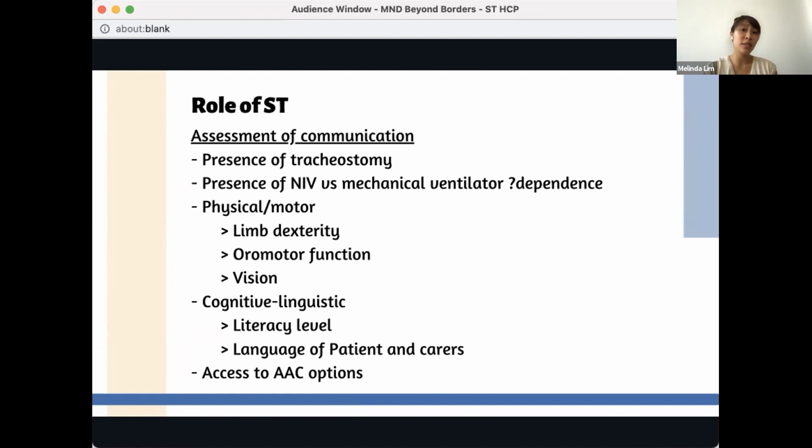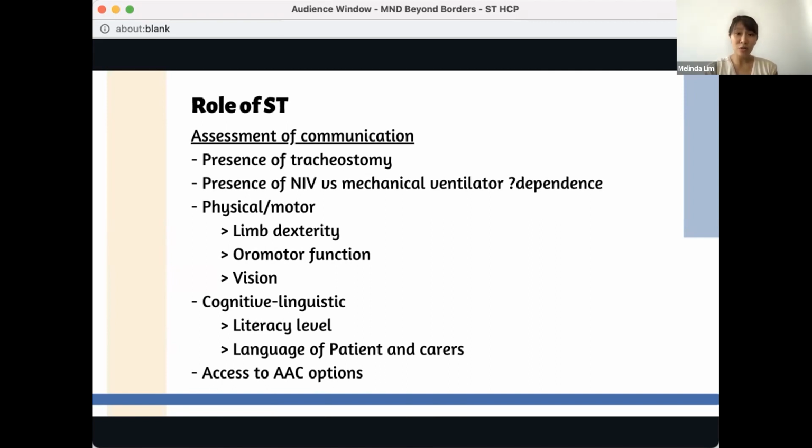Looking at oromotor function is important. So looking at your cranial nerve function is really important because, like mentioned, if you have a person with bulbar signs or bulbar features early on, then even if the person is not on a tracheostomy or any kind of ventilation dependence, their speech is already going to start showing signs that it may not be the most reliable method for communication. So that also tells us we may need to consider other options.